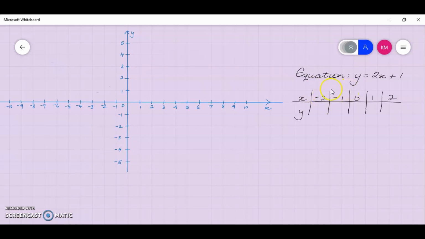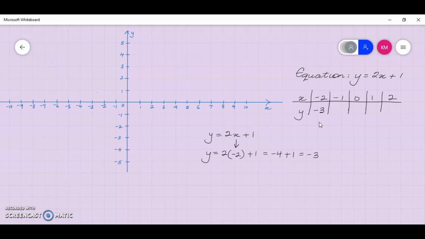When x is -2, let's work out what y is going to be. So we have our equation y equals 2x plus 1. When x is -2, I'm going to get y is equal to 2 multiplied by -2 plus 1. So we are going to get 2 multiplied by -2 gives us -4 plus 1, and that is going to give us -3. So that is our first pair of values. We have -2, -3 as one coordinate. This is a point. So this is our first point.